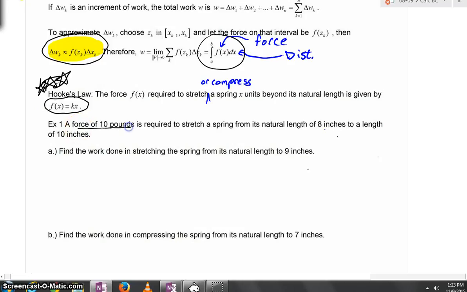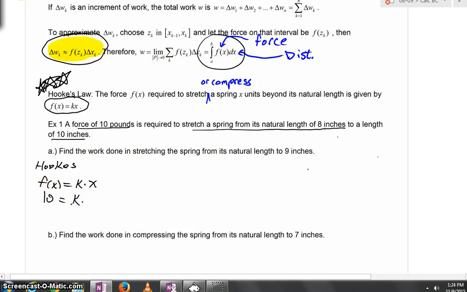A force of 10 pounds stretches a spring from 8 inches to 10 inches. Let's just get started with Hooke's law. We're going to say f of x equals k times x. They're telling us how much force has been used. You can say plain and simply that's 10.